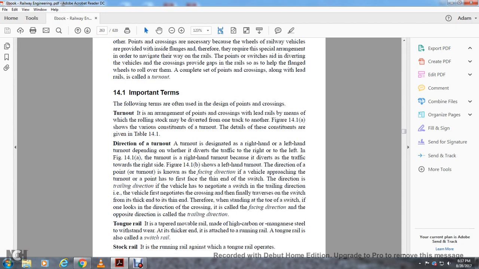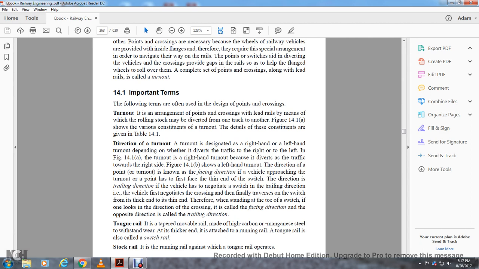Important terms. The following terms are often used in the design of points and crossings. The turnout is the arrangement of points and crossings by which rolling stock may be diverted from one track to another, showing various constituents of the turnout. The details of the constituents are given in Table 14.1.